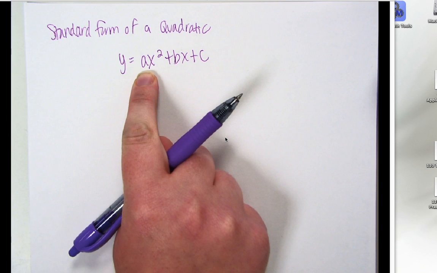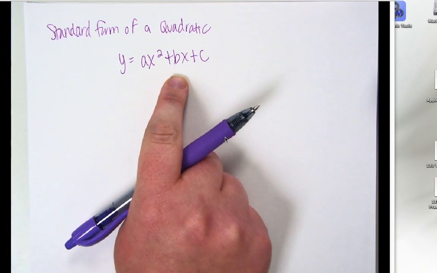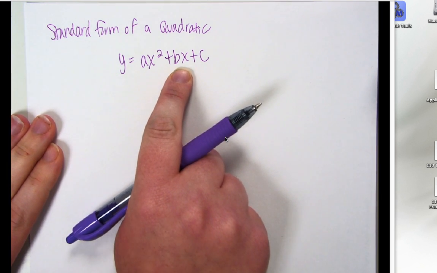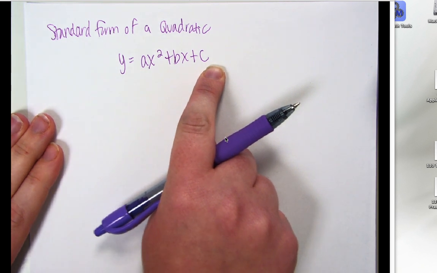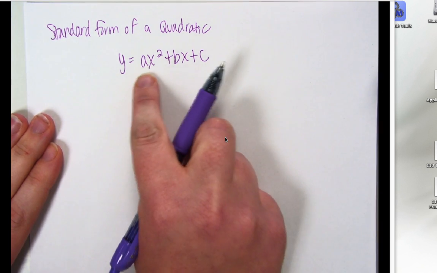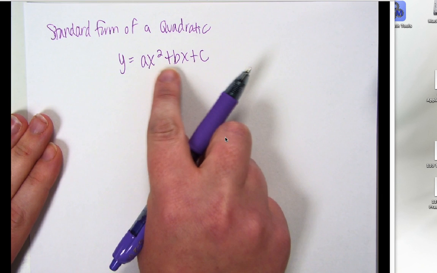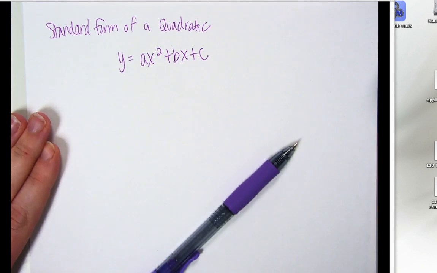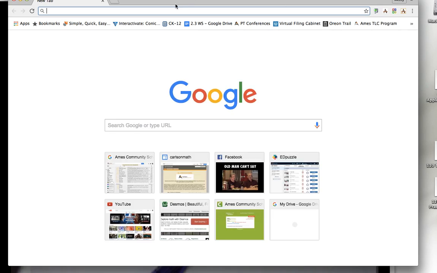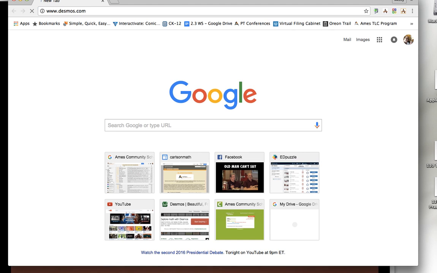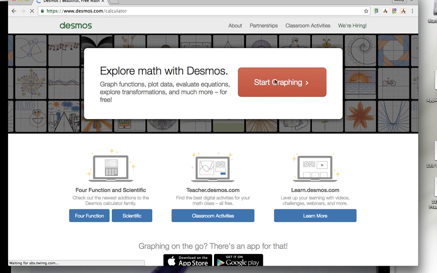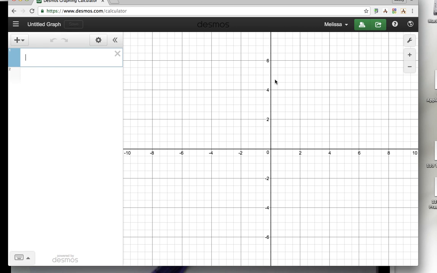A is the coefficient of the quadratic term, b is the coefficient of the linear term, and c is the constant. We're going to begin with just investigating in Desmos what these different values are doing to a graph. When we think about lines, we can identify x1 and y1 or a point on the line, or m as slope. So how are these coefficients relating to different parts of a graph of a quadratic?